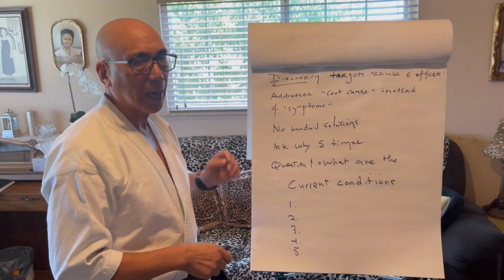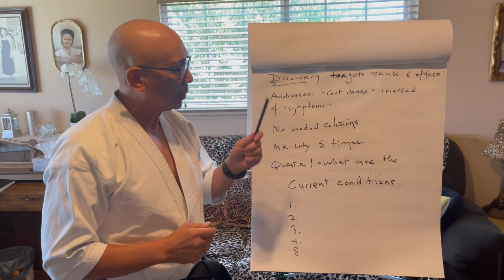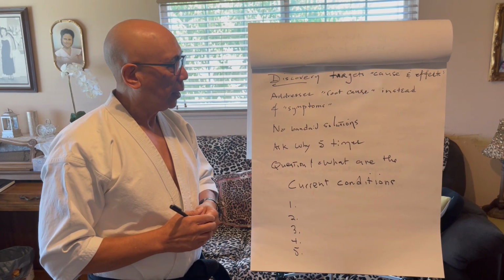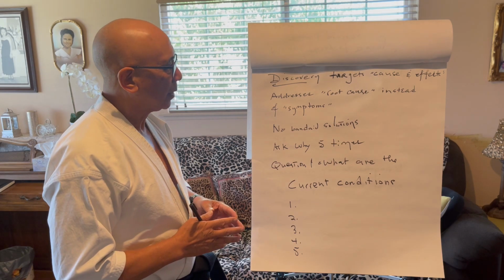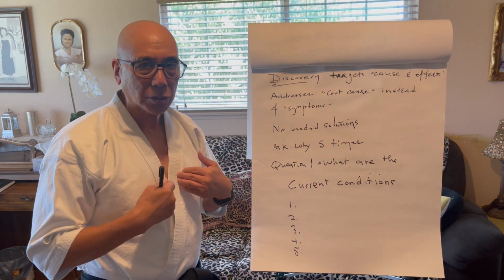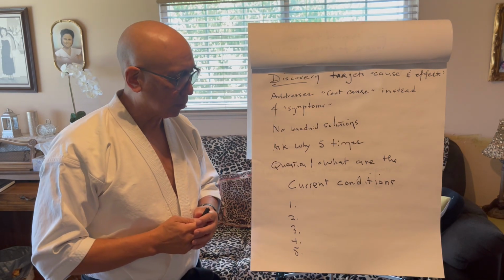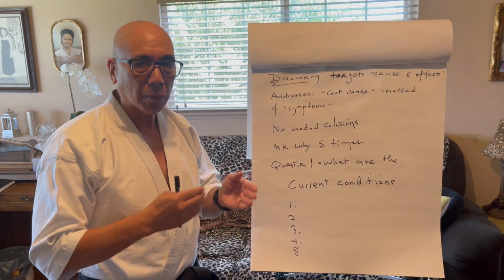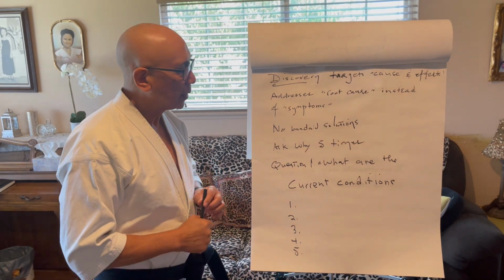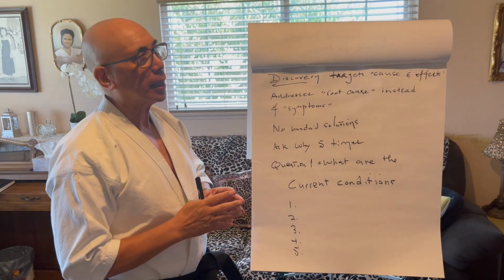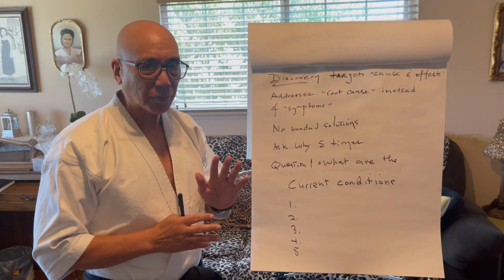Now, the first step is discovery. What discovery targets is the causes and the effects. Also, what we attempt to do is to look at the root cause instead of symptoms. So our goal is not to provide band-aid solutions. As an example, we ask why 5 times.